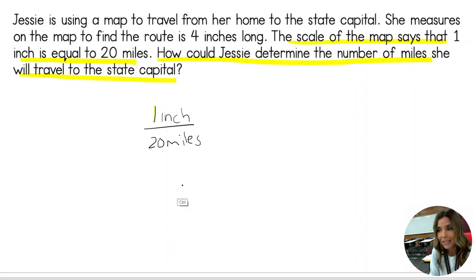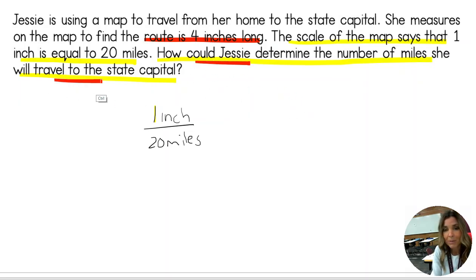So the scale of the map is that 1 inch is equal to 20 miles, and she measures on the map that the route she needs to go is 4 inches long. So we want to answer the question, how could she determine the number of miles she will travel to the state capitol if she measures on the map and the distance between them on the map is 4 inches?